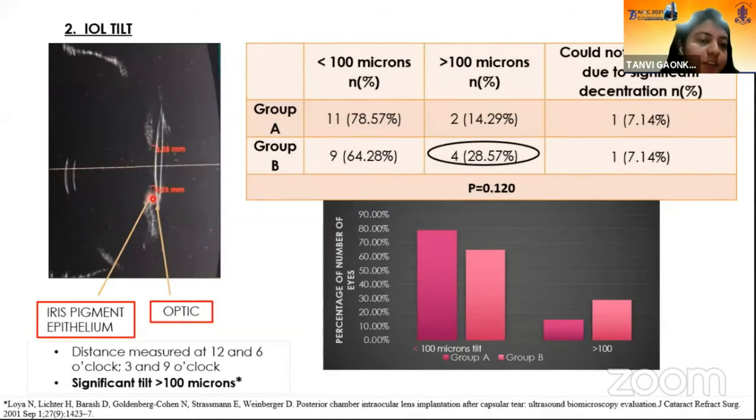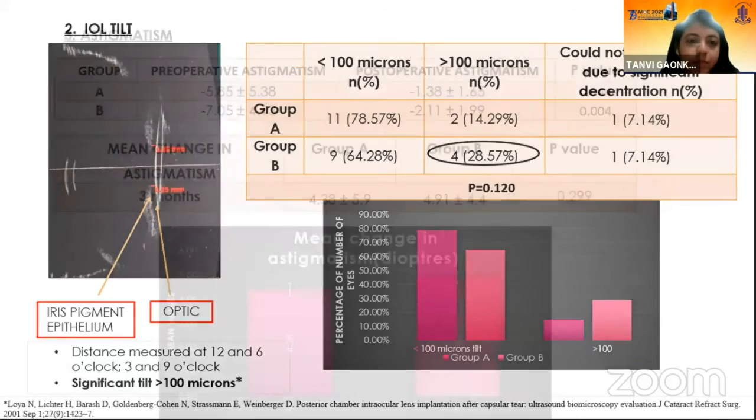So the distance from the iris pigment epithelium to the anterior surface of the IOL was measured, superiorly and inferiorly for the vertical meridian and nasally and temporally for the horizontal meridian. So if the difference between the two values was more than 100 microns, it was considered to be a significant tilt. So we noticed that in group B, the number of tilts of more than 100 microns was higher as compared to group A, but it was not statistically significant.